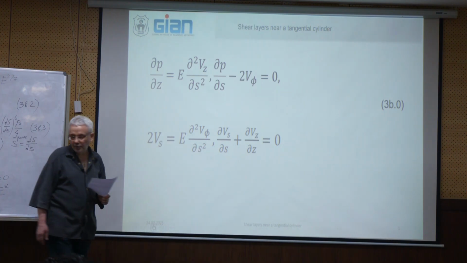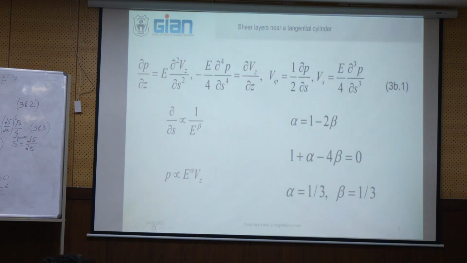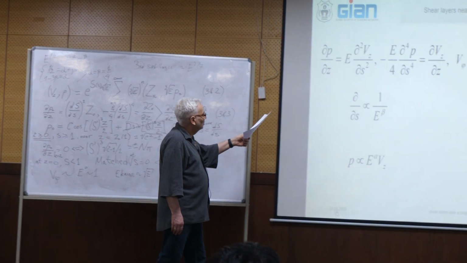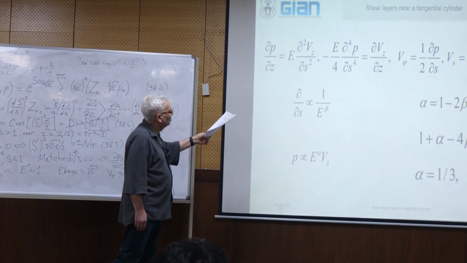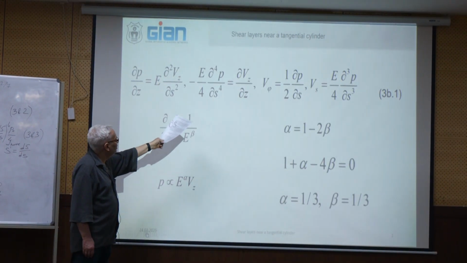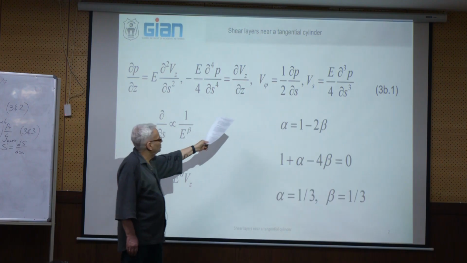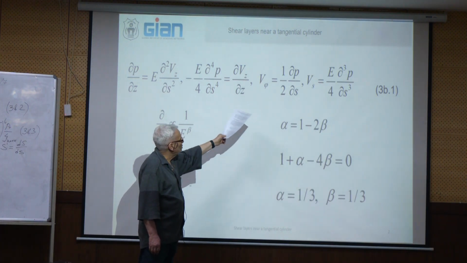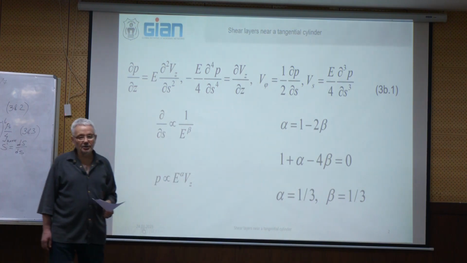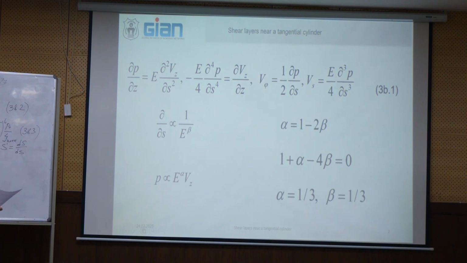And finally, we obtain these two formulas for P and Vz. And the remaining component of the velocity can be expressed via the P. So something like that. You can train yourself on this stuff.